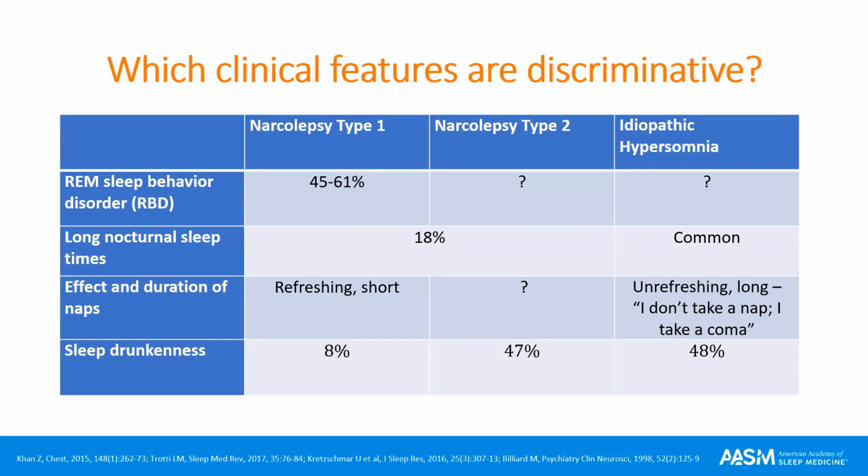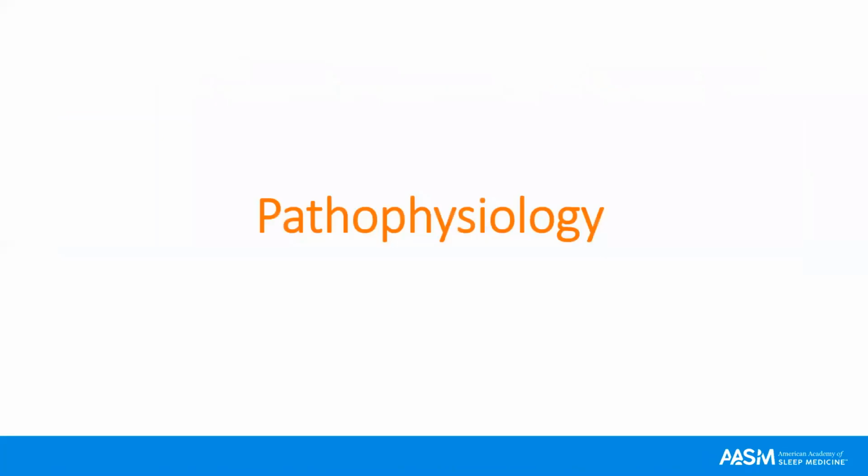People with idiopathic hypersomnia can try to take a 15-minute nap, wake up 4 hours later, and feel much, much worse. Sleep drunkenness, the difficulty with waking up, is present in about half of people with idiopathic hypersomnia. It's pretty uncommon, but occasionally present in narcolepsy type 1. There is a number here for narcolepsy type 2 of 47%, but that's based on a very, very small sample in the literature. It really hasn't been studied well in narcolepsy type 2.